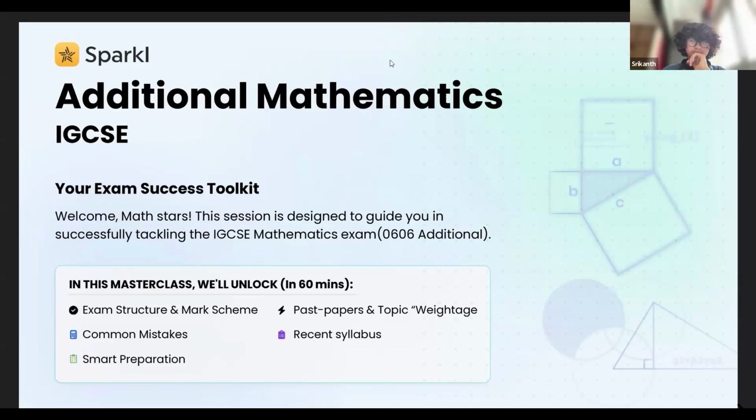Yes, ma'am. Perfect. So this is what is mentioned here. We'll be discussing exam structure and mark scheme, past papers and topic weightage, some common mistakes that we as students do, the recent syllabus, the patterns, and how to make a smart plan to prepare.